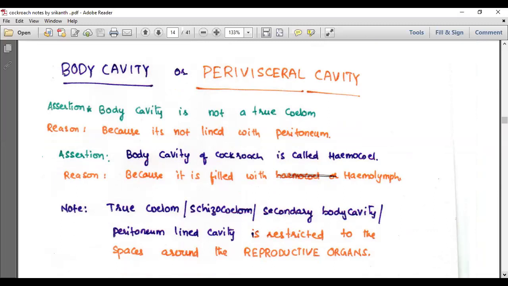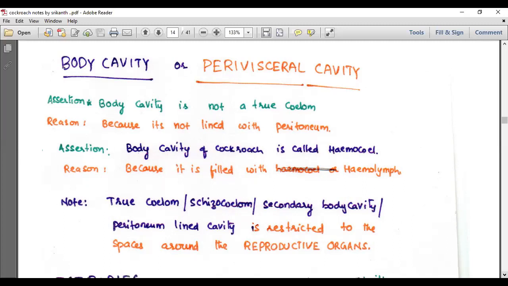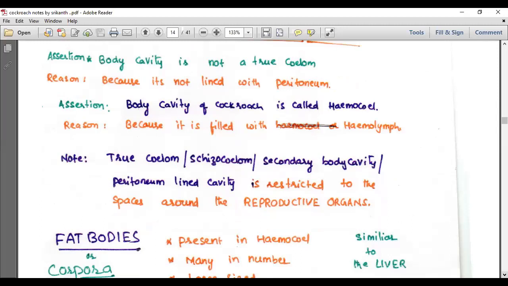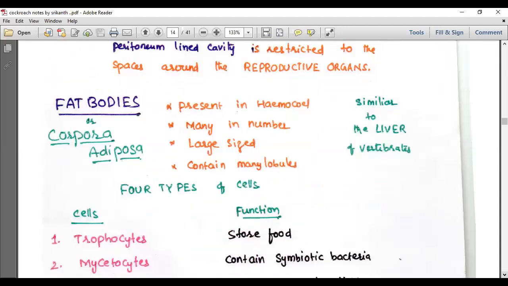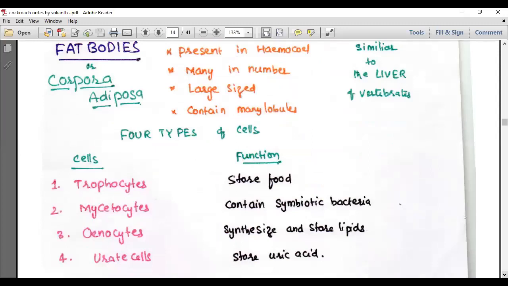So the body cavity of cockroach is called hemocoel. Why is it called hemocoel? Blood-filled body cavity. Ours is not like that, isn't it? We have our blood flow in blood vessels, but here the blood flows in the body cavity. So that's why the blood-filled body cavity is called hemocoel. One more speciality, the blood of cockroach is called hemolymph, because the blood is white in color. And to remember the cells in the fat bodies: fat bodies are technically named corpora adiposa.